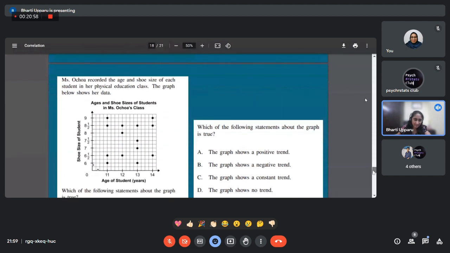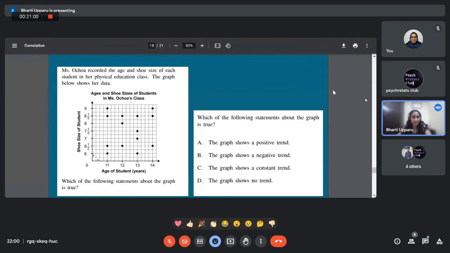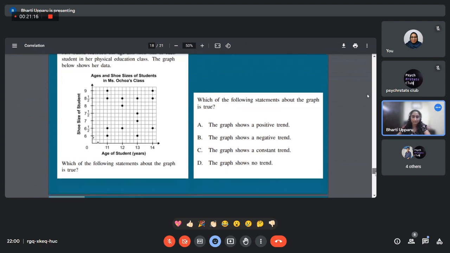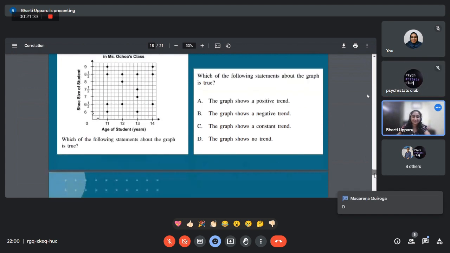Okay, here's another question. Miss O recorded the age and shoe size of each student in her physical education class, and the graph below shows her data. Can anyone say which of the following statements about the graph is true? We don't see a trend. Yes, that's the answer.